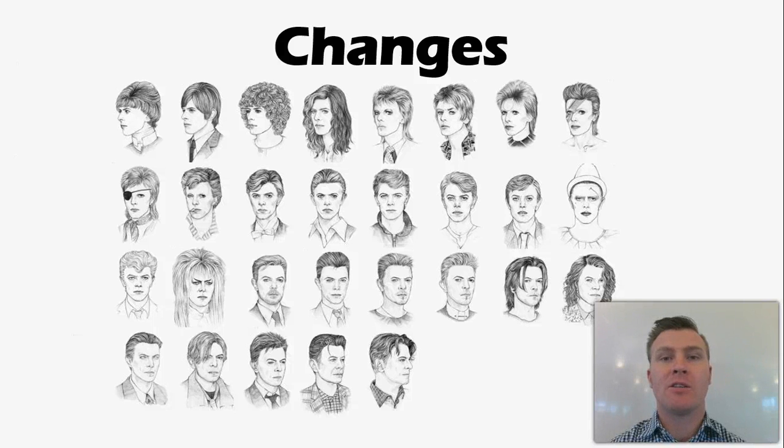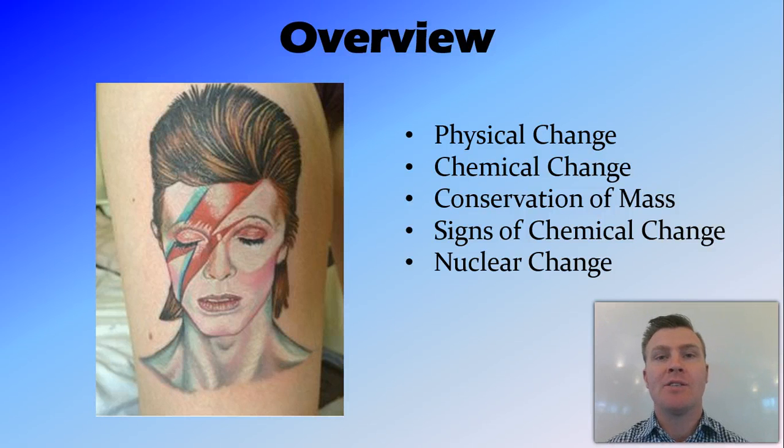In this video, we're going to look at the different types of change. Now, in science, all changes can be classified into one of three groups: either a physical change, a chemical change, or a nuclear change. And we're also going to look at the law of conservation of mass, as well as the signs that a chemical change has occurred.